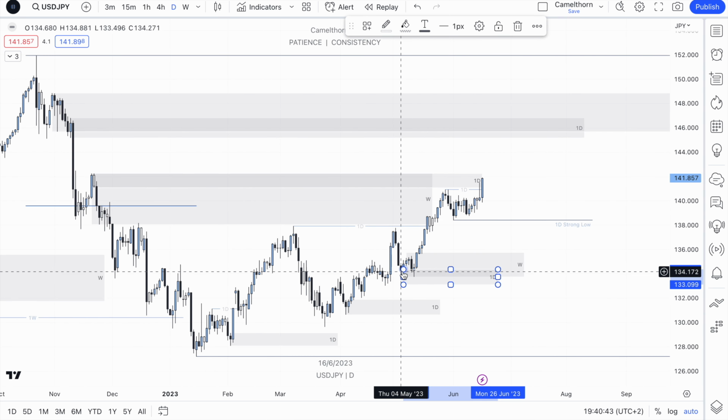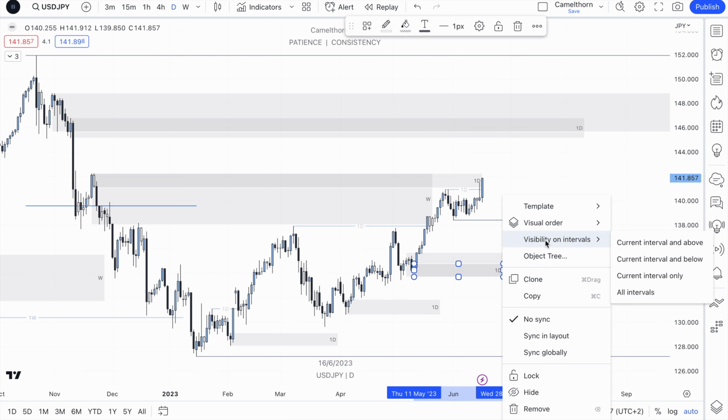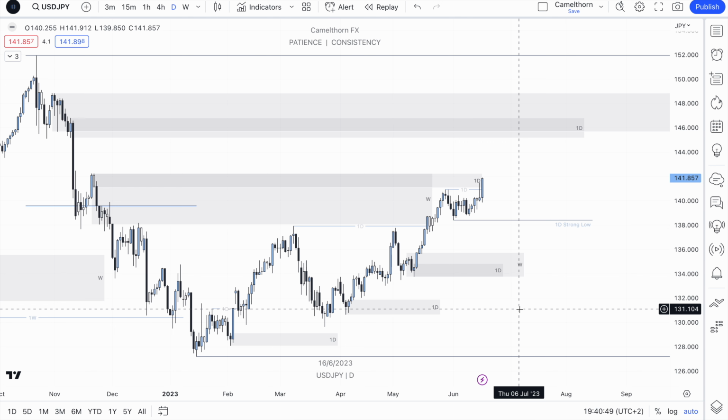So we just want to go ahead and focus in on most recent price action in here. We can also see that we have a slightly refined demand zone that sits within that weekly inside bar as well, that we can just mark out for future reference.